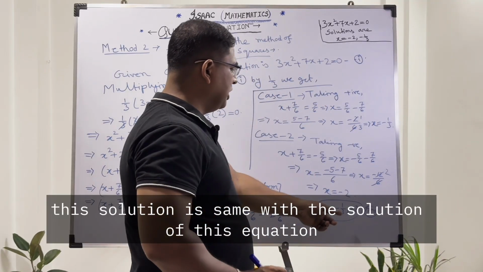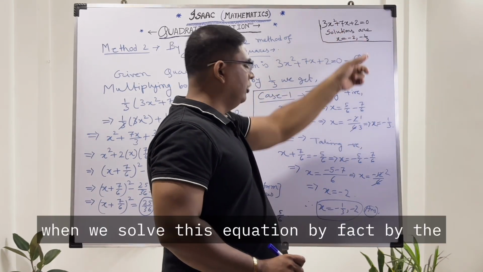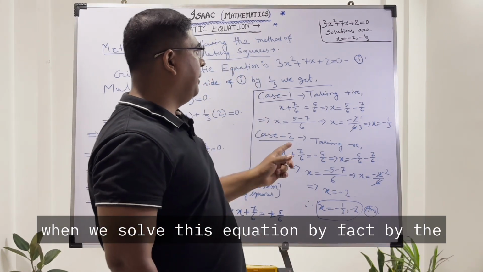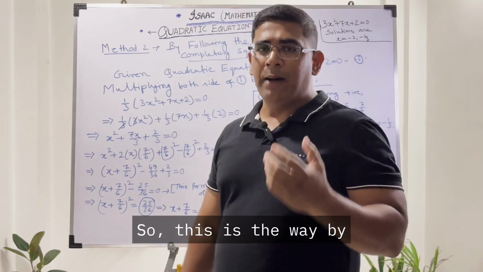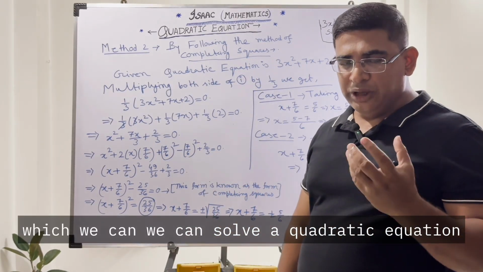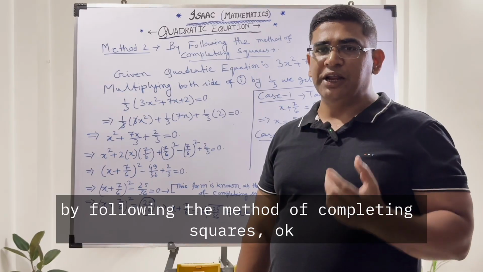This solution is the same as the solution of this equation when we solve it by the method of factorization. So this is the way by which we can solve a quadratic equation by following the method of completing squares.